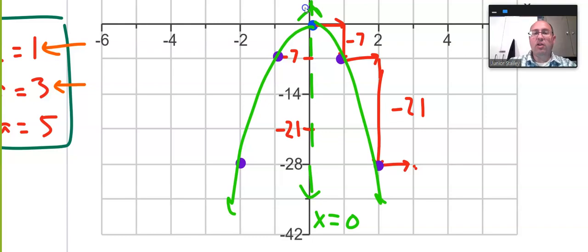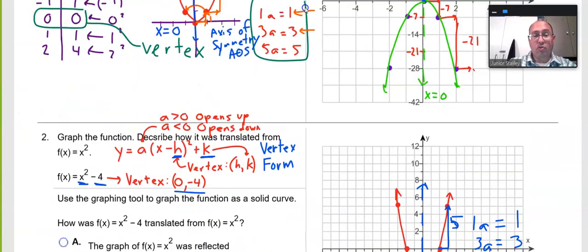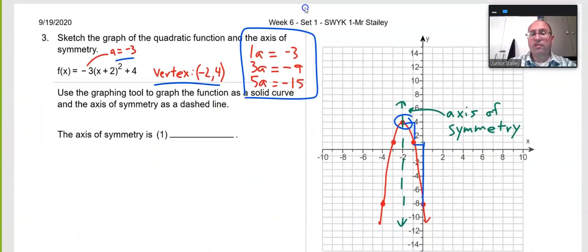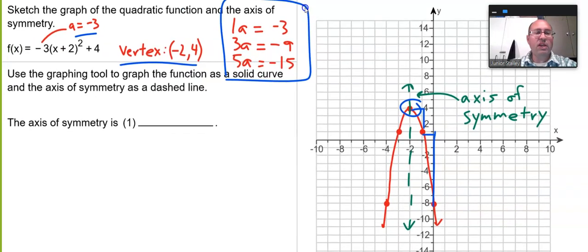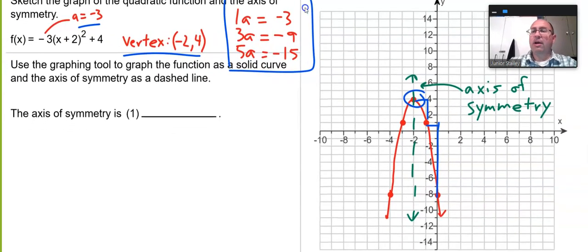Okay, so we can draw the parabola. Now I can look down at example 3 and just talk briefly about that. I think I pretty much gave you most of it in that previous video, but I did want to say that the axis of symmetry here is x equals -2. It's been moved over 2 units to the left.